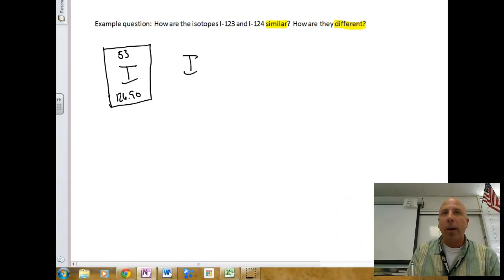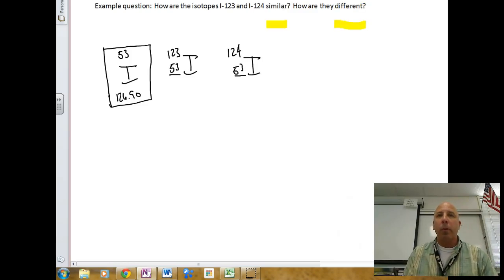Okay, so basically what we're saying here is let's go ahead and write the isotope notation for both of these. So we have I-123 and we have I-124. Okay, now remember when we put the number down here, that's going to be our atomic number, so it's going to be 53 on both. 53, there we go. I'm just going to erase this line off right here and right there.